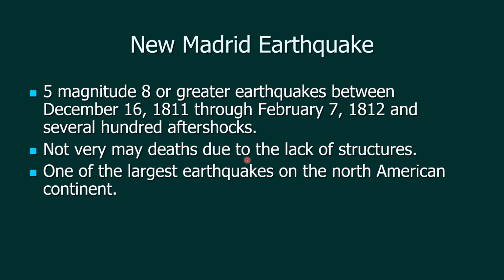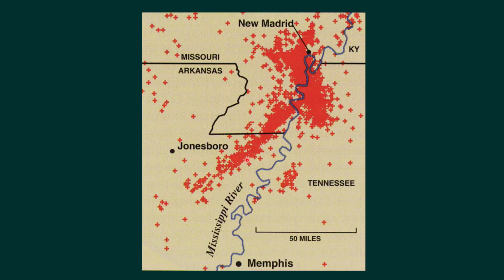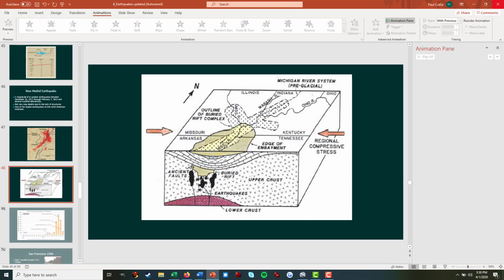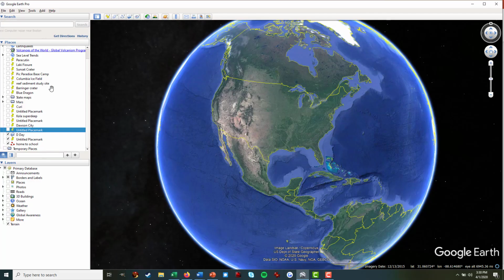The good news is not very many people died, because let's face it, how many people were living in New Madrid, Missouri in 1811? Not that many, and they certainly weren't living in big skyscrapers that would collapse or something like that, right? It was an absolutely huge earthquake. The fun thing about the New Madrid earthquake, though, is their fault is still active. It's still going on. Let me pull up Google Earth real quick and have a look at it. So let me go up here.